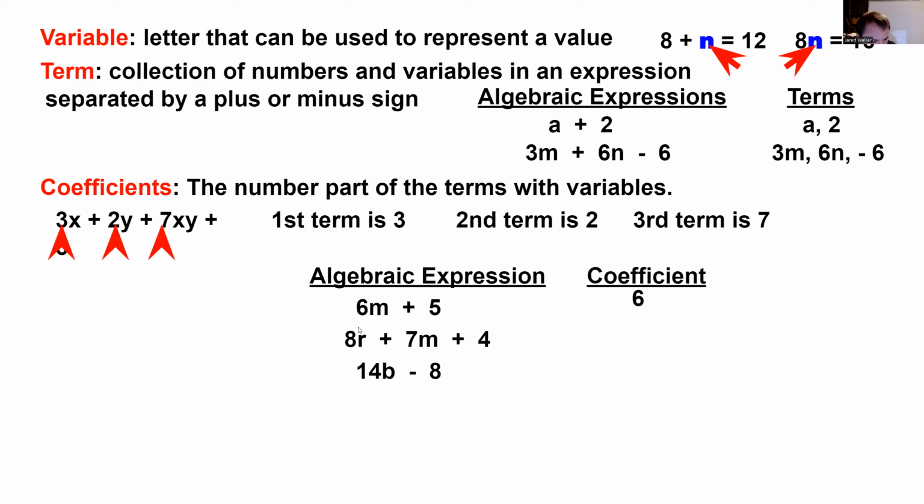Our first term is 8r. R is the variable, 8 is the coefficient. And then 7 is a coefficient, but not 4. 4 is alone. And then lastly, in this one, 14 is the coefficient.